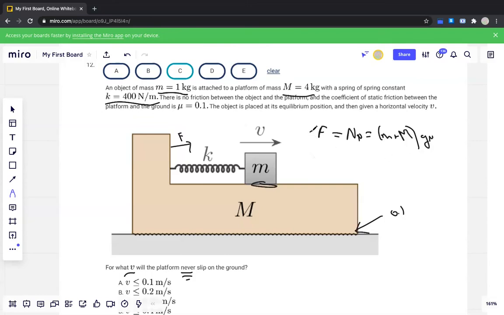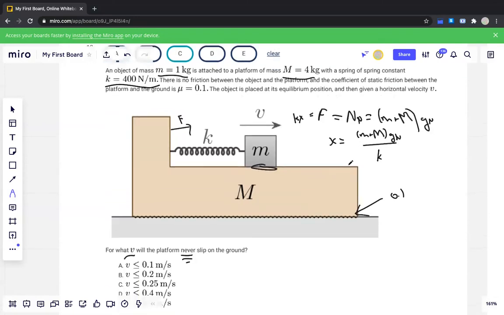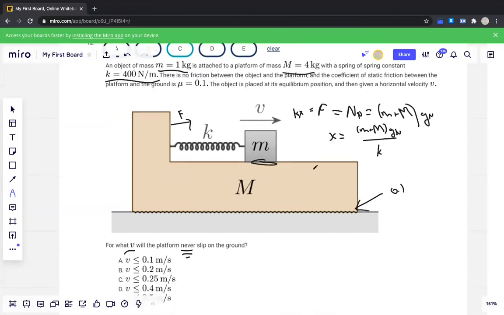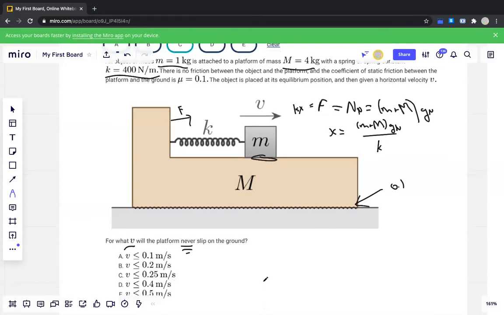And we know this is also equal to kx, where x is the maximum distance. So this means that the maximum distance from equilibrium the mass travels is x equal to (m plus big M) times g times mu all over k. Okay, and we can find this value of x using conservation of energy because there's no friction between the small mass and the big mass.